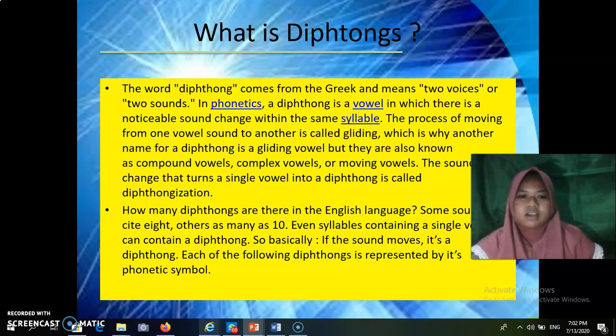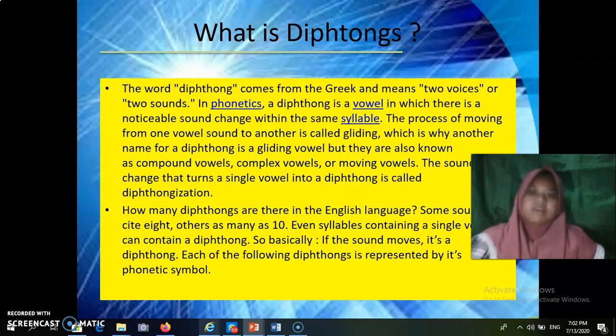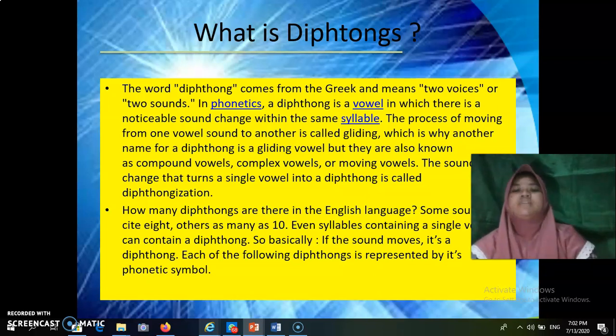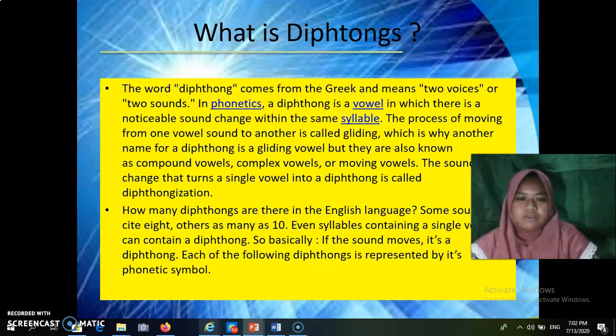What is a diphthong? The word diphthong comes from the Greek and means the voice or the sounds. In phonetics, a diphthong is a vowel in which there is a noticeable sound change within the same syllable. The process of moving from one vowel sound to another is called gliding, which is why another name for a diphthong is a gliding vowel, but they are also known as compound vowels, complex vowels, or moving vowels. The sound change that turns a single vowel into a diphthong is called diphthongization.